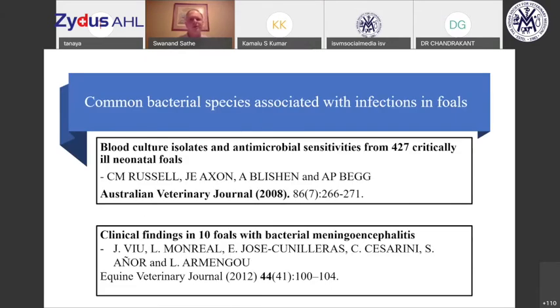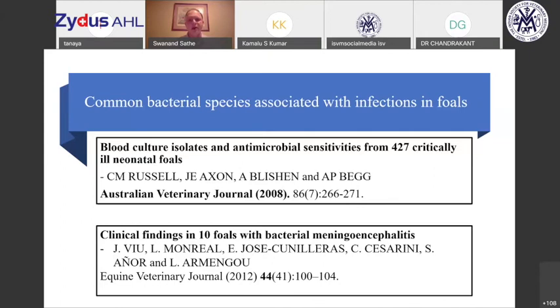There were two very famous studies that essentially tried to pinpoint what bacterial species are commonly associated with the neonatal foal. There was one study out of Stone Equine Hospital by Jane Axon and others, and they evaluated culture samples from 427 critically ill neonatal foals over a 5-year period. I'll talk about this very briefly. Essentially, the crux of that study was that they found that E.